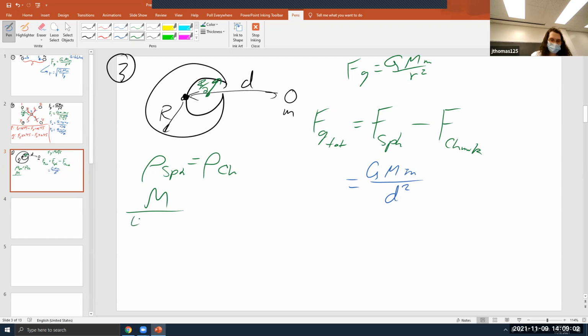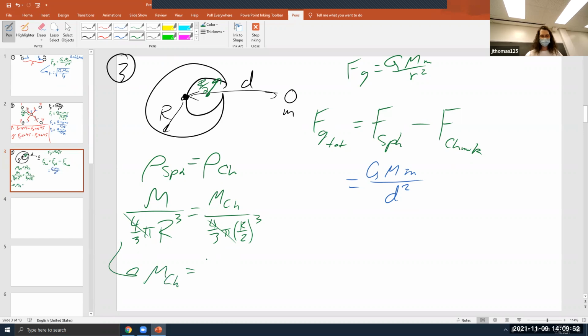The volume is 4/3 pi times this big R cubed. And this has to be equal to the mass of the chunk over the volume of the chunk. And the volume is going to be 4/3 pi r cubed. Think about what the r is. If it has only half of the radius of the entire sphere, that'll be big R on 2 cubed. And if you were to solve this, you get the mass of the chunk is equal to 1/8 of big M. Everything else will cancel out.